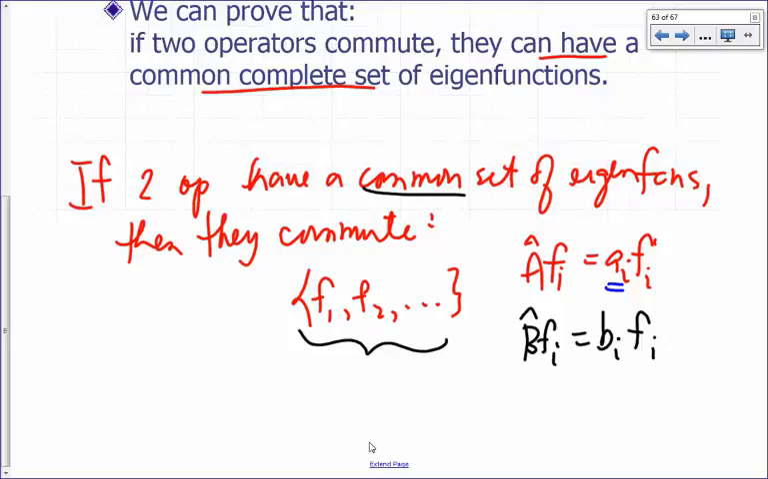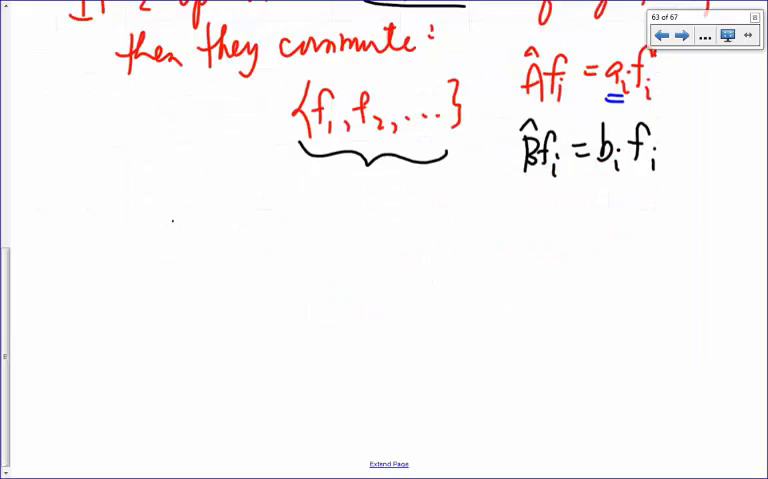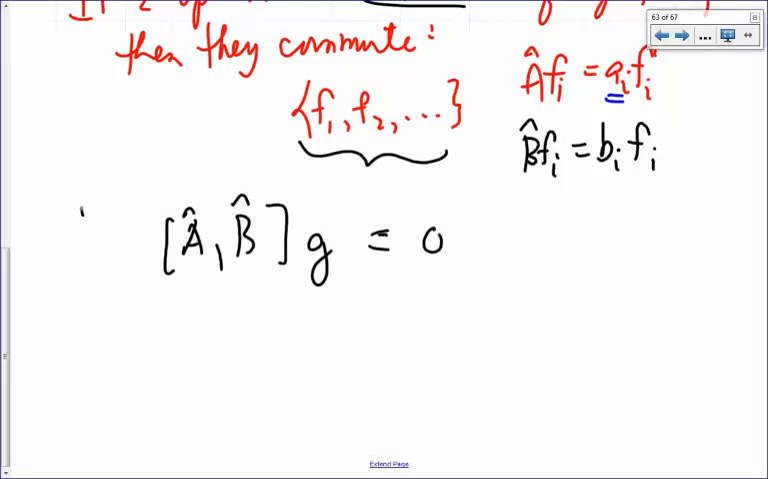Okay? How do we prove that they commute? How do you prove that two operators commute? Then you have to prove that A hat, B hat, operating on any function, let's call that function G, G is any arbitrary function, must be equal to 0, right? That's what commuting means. So we have to prove that. So how can we prove that? Well, the F sub I form a complete set, right?